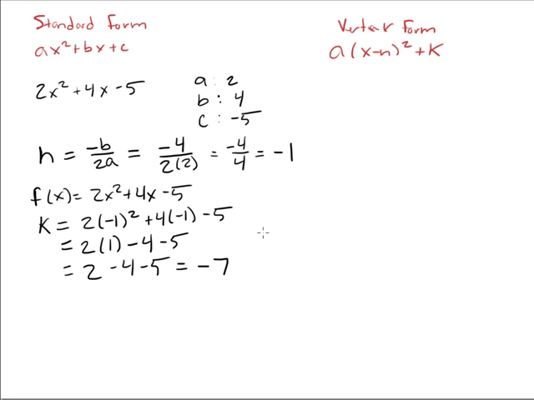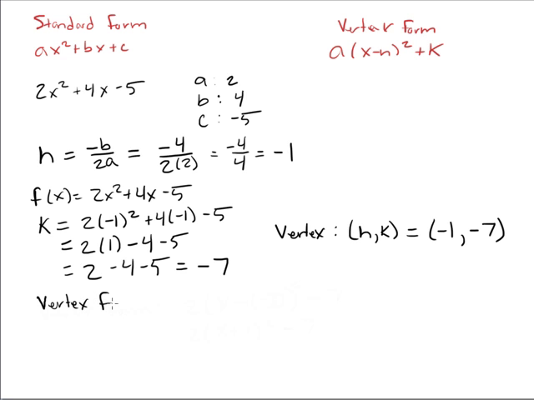So now if I look at my vertex, basically it's that ordered pair that describes either the maximum or the minimum of my parabola. In this case it is equal to h comma k. That's always the vertex. And here we've got h is -1 and k is -7. Now that we've got the h and k numbers, basically our x and y coordinates of the vertex, we can go through and write out the vertex form. So let's go ahead and do that.